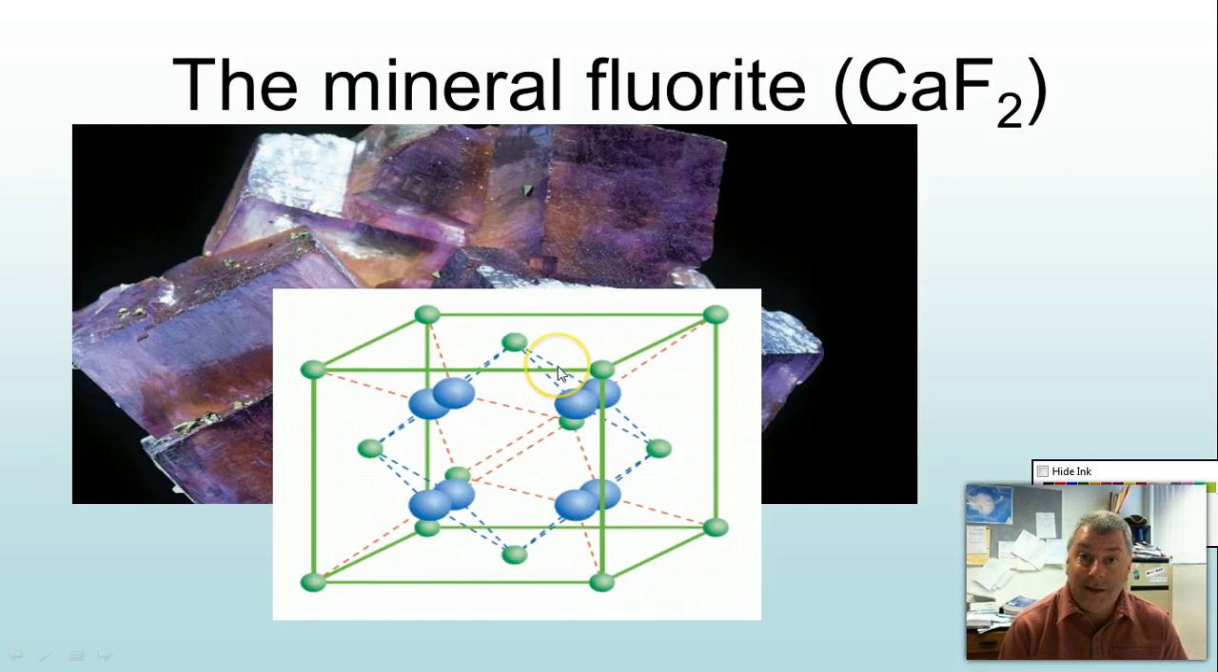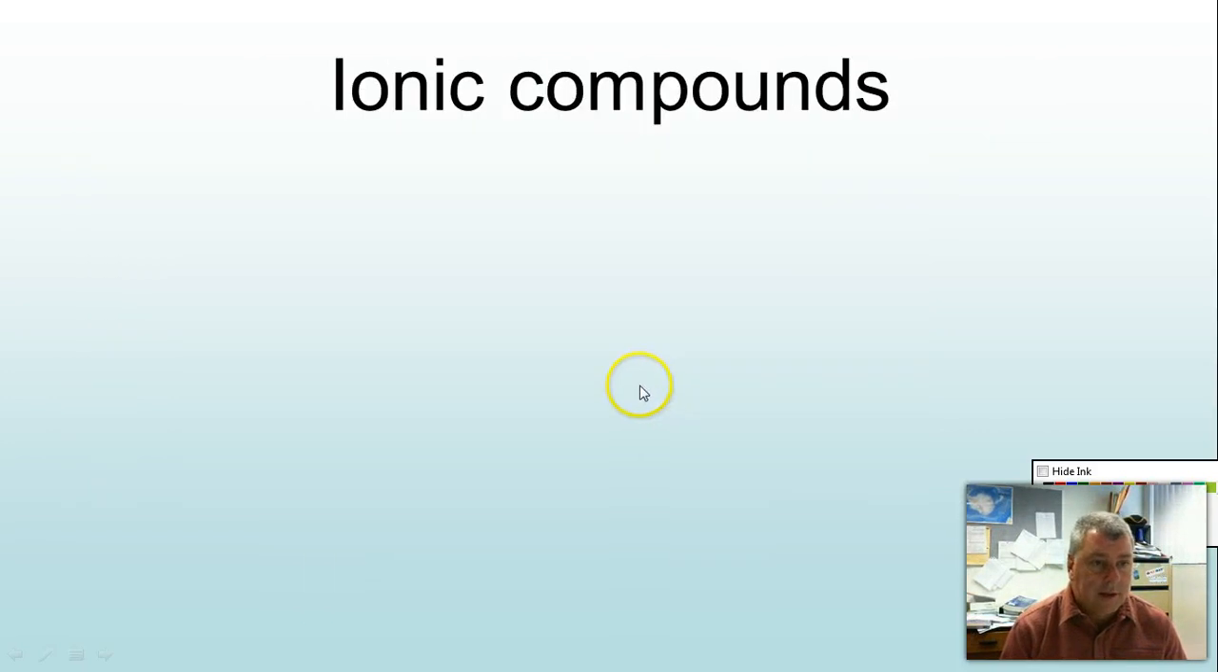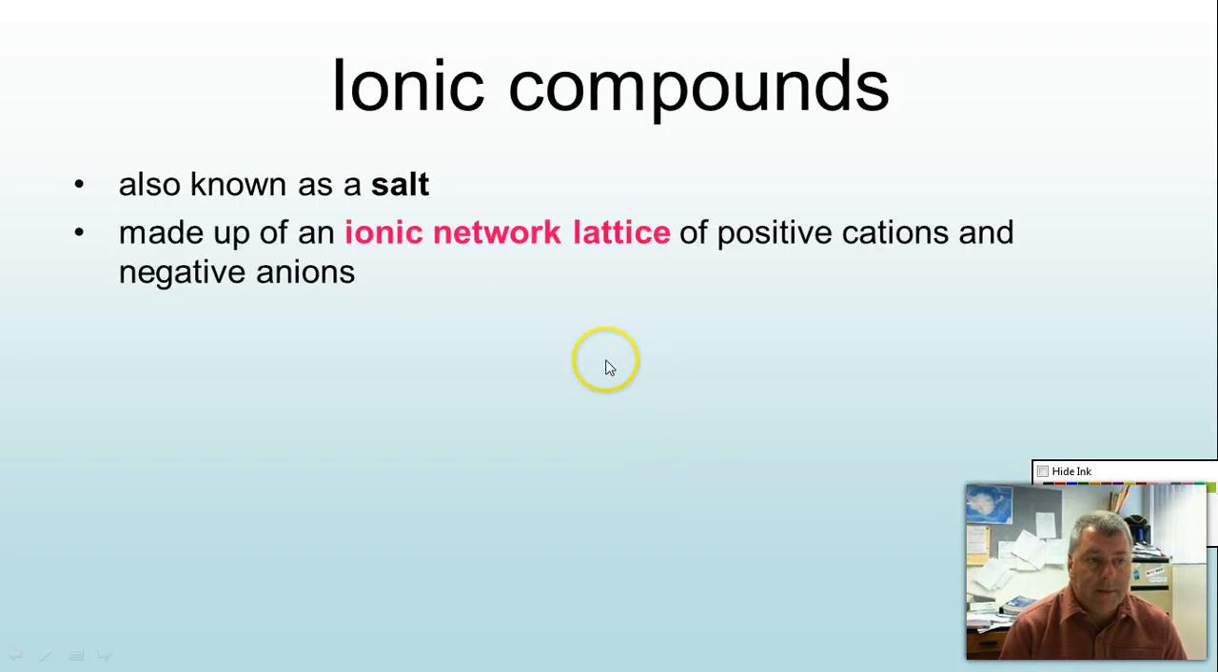You can't see magnetic fields or magnetic forces, but you can experience them if you've ever tried to put two north poles together on a bar magnet. Electrostatic attraction is the attraction due to the charges. Ionic compounds are also known as salts. We've said that before, and their structure is what's called an ionic network lattice.